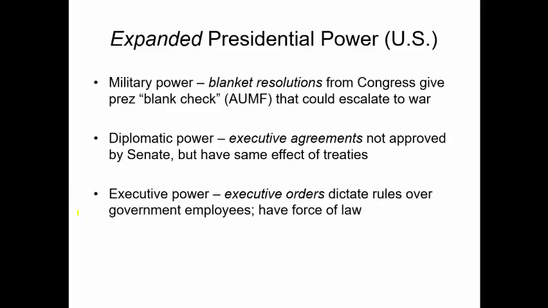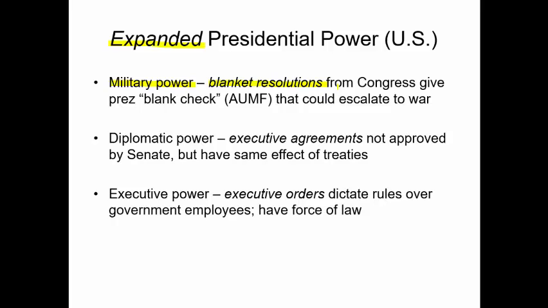Now, the president's power has expanded over the past many decades, and this is probably more than what the framers of our Constitution intended, but these are very practical reasons, and many of these reasons is because Congress or the courts have literally okayed or allowed these additional powers. One, of course, is a little bit more military power because of blanket resolutions that are given to the president by Congress, such as the problem in Vietnam.